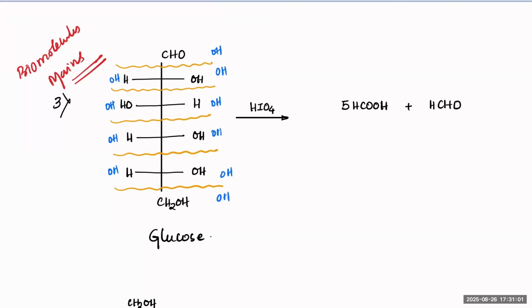All of them are getting the same product. See, this one, this one, this one, these four, and the fifth one. All of these are getting the same products. They're all becoming acid, and only the last one is becoming aldehyde.